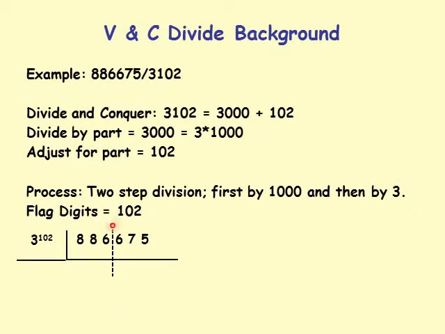And here is that divide by 1000. First divide by 1000 and then by 3 again and adjust for by 102. So this is the setup and this is your background for vertically and crosswise divide. Let us see how we are going to use the same thing in computing a square root.